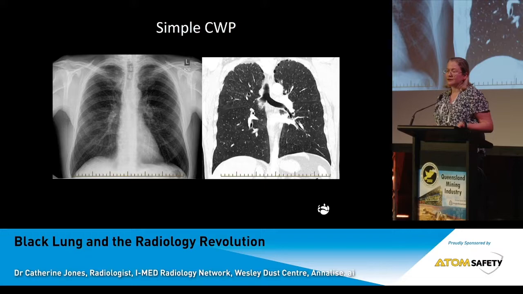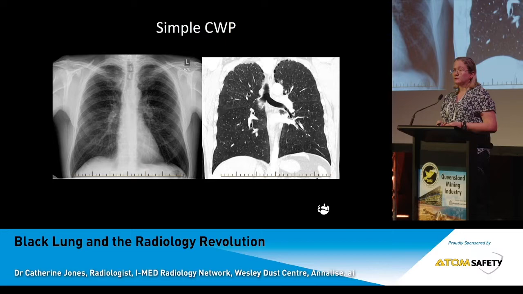Again, I know you're not imaging specialists, but on the left we have an imaging example of a chest X-ray, which I reported as normal. It looks like a normal X-ray. The same person came back to have a CT scan because they developed symptoms shortly thereafter. And there are lots of little dots throughout the lungs, and he also has emphysema up in the top of his lungs. And this man has simple black lung.